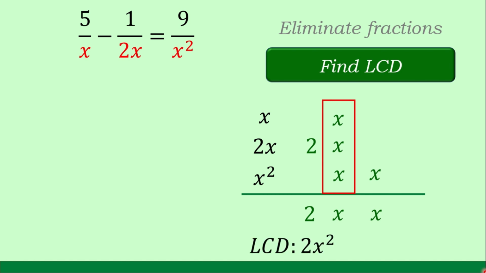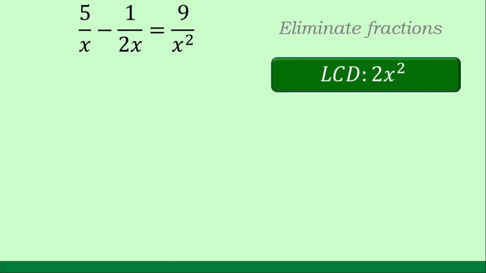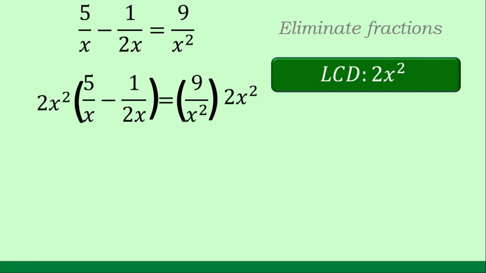Getting the LCD, that will be our guide. We will use that in multiplying to all the terms of our equation. So what I mean is like this. Again, we will use the LCD and we will multiply that one to the given equation, like this. What I did is I copied the given equation, which is 5 over x minus 1 over 2x is equal to 9 over x squared, like this. And on the left side, I multiply that to 2x squared, which is our LCD. Same to the right side. We have here copying 9 over x squared, multiplying it to 2x squared.